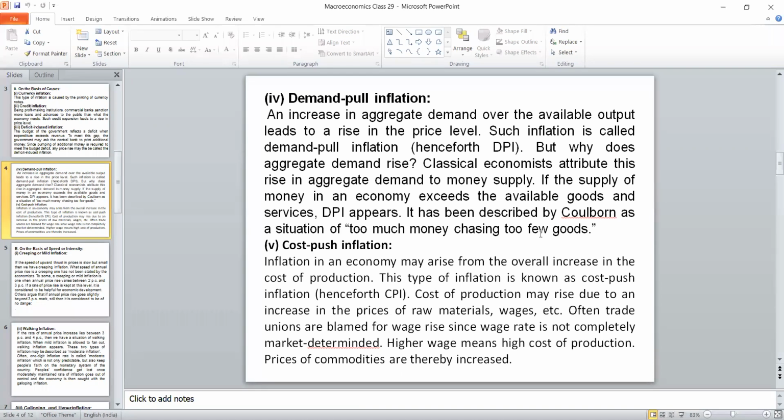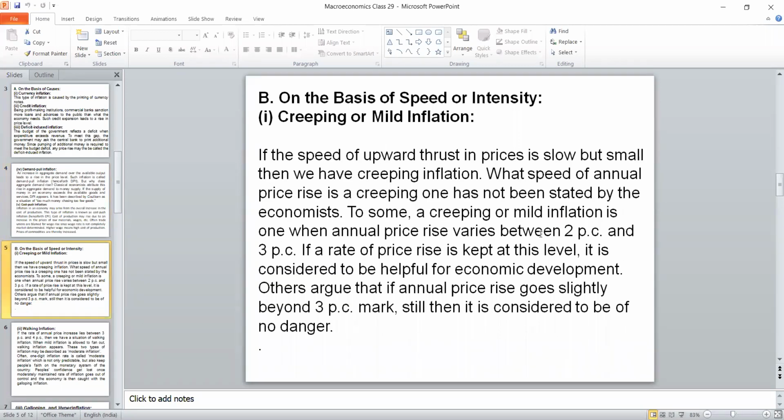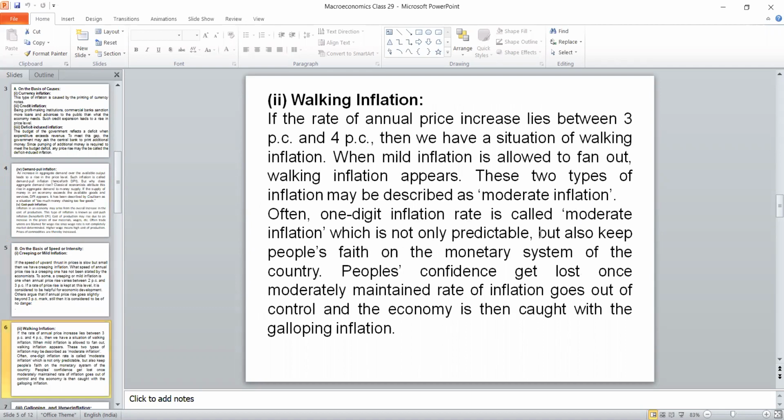Based on the intensity of the inflation, we are classifying inflation into 4 categories. The first one is called creeping inflation. It's a very mild one. It will be 2% to 3% when the inflation rate is there. We used to call this particular inflation creeping inflation. When it crosses 3, then it is not creeping, it is walking. Creeping means crawling, walking means walking. That is, up to 3%, it is creeping inflation. More than 3% means it becomes walking inflation.